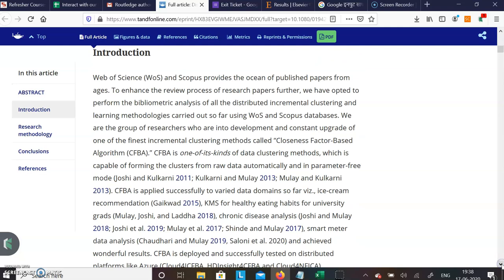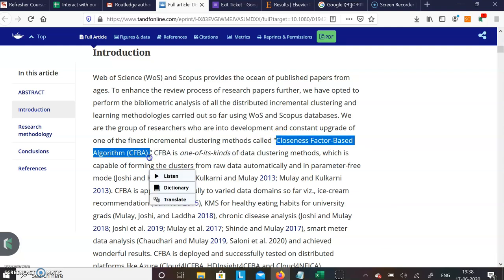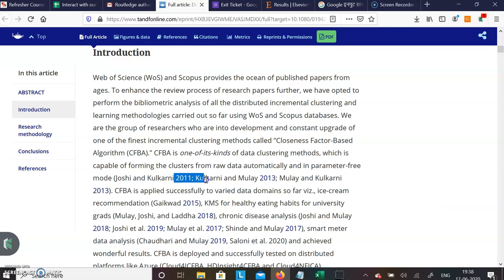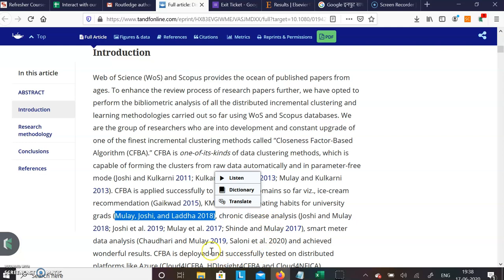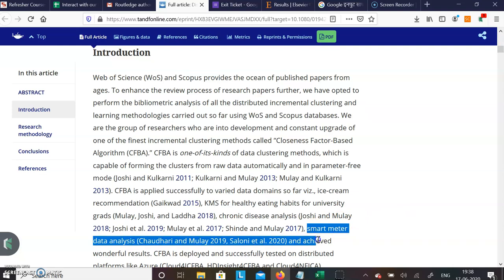Here is the introduction of various papers which we came across while working on this particular paper. As I said, this is our algorithm, the closeness factor based algorithm, fondly called CFBA, and this was published by my PhD guide and me in 2011 and 2013, and we went ahead with its specific application in 2015 with one of my MTech students. We moved on and came up with another application of the same CFBA in 2017-18, followed by smart meter data analysis in 2019 and 2020.